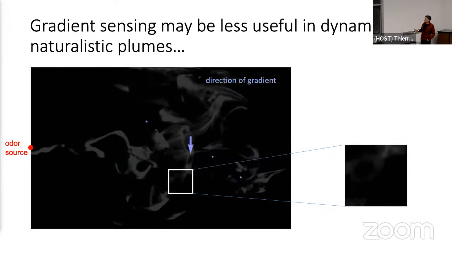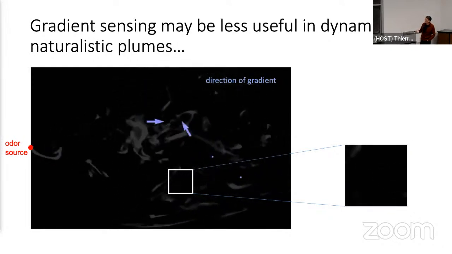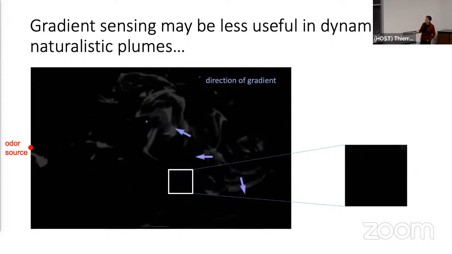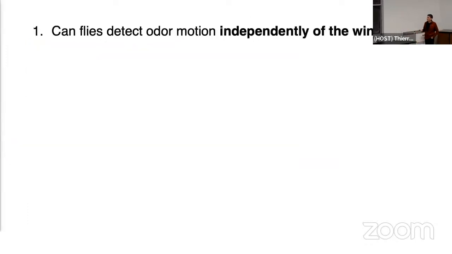We don't see it very well here, but basically, if you were to look at the direction of motion of those packets of odor, you see some sort of regular motion away from the midline of the plume. So we were wondering whether the fly can detect that and use it. This is going to be the talk: can the fly detect the motion of those odor packets, how do they do it, and is it useful or not?